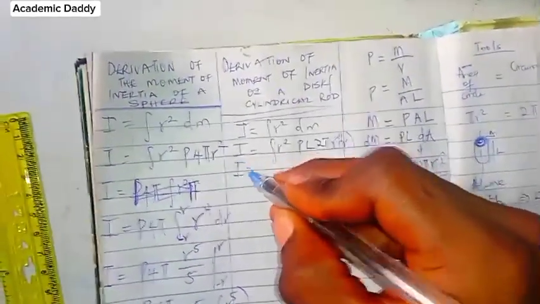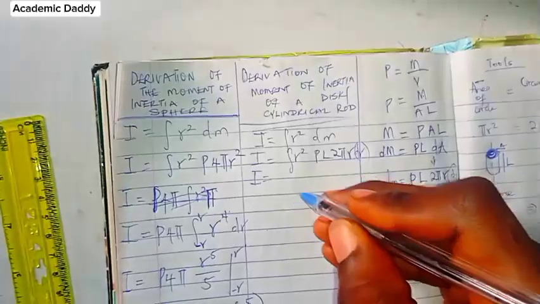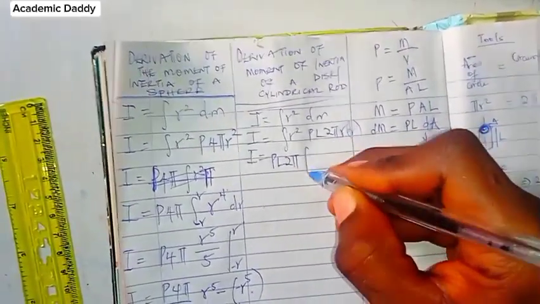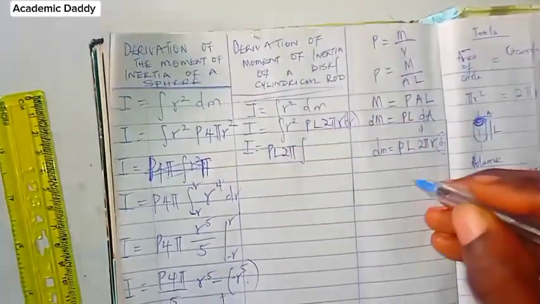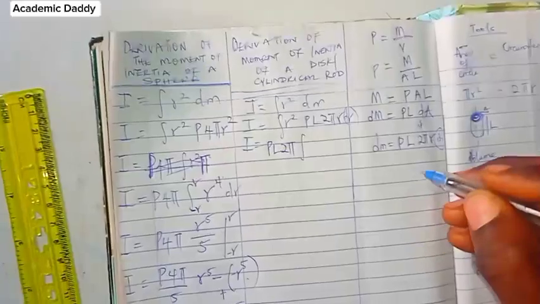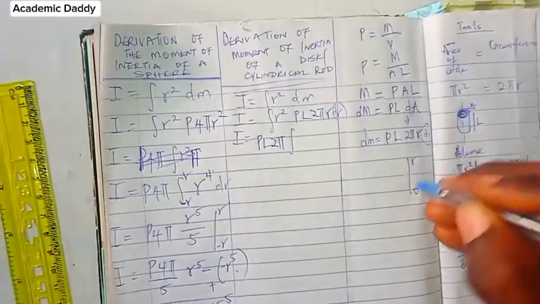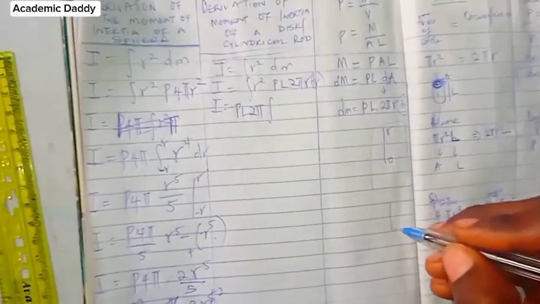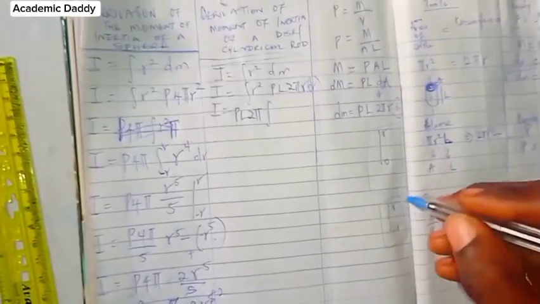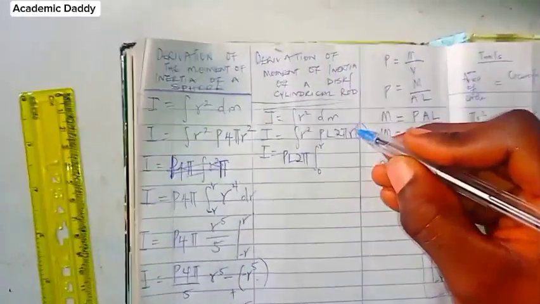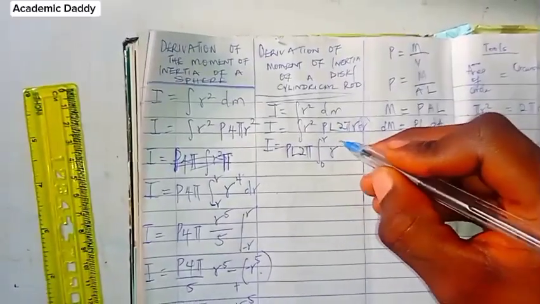So inertia will be equal to, pulling out everything on one side, PL 2 pi times the integral. And for a cylinder, notice that this is a circle, it is steady, everything is the same. So the boundary always goes from 0 to r. You need to know this. The boundary always goes from 0 to r, while for a sphere, it always goes from minus r to r. So very important. So I'll just put r and 0. Then r squared here, then I have 1 r here. So r times r becomes r cubed.